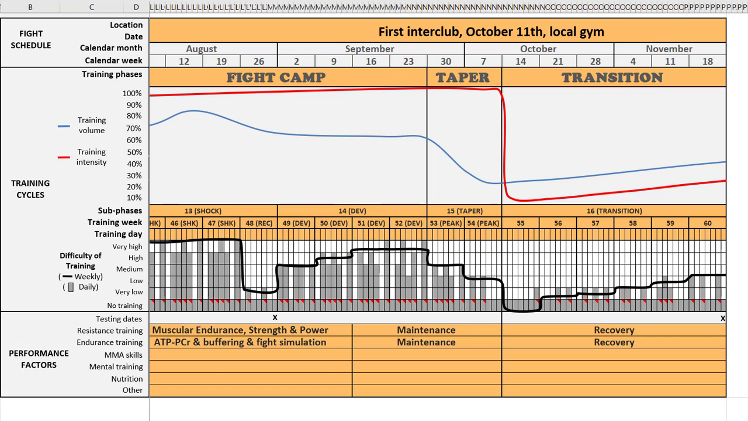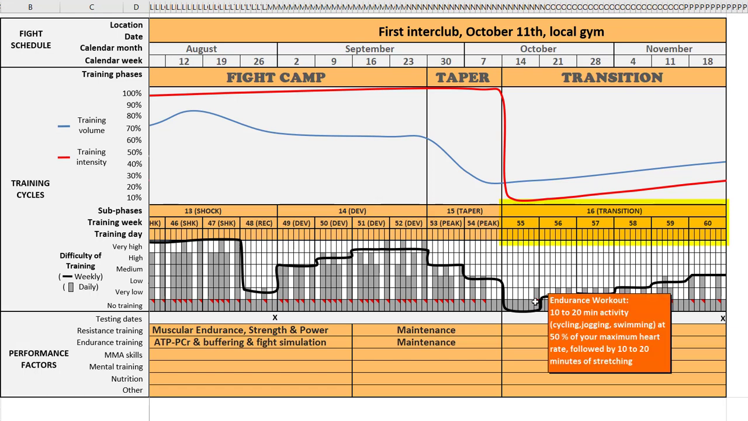And so after the taper, you've had your fight, and then you move into what we call the transition. In this example, it's subphase 16, and it takes up weeks 55 to 60. So after the fight, the main focus is on recovery. So you're looking at a combination of low intensity endurance workouts, and really you're focusing on muscle endurance and resistance training. So let's just have a look at some of these workouts here.